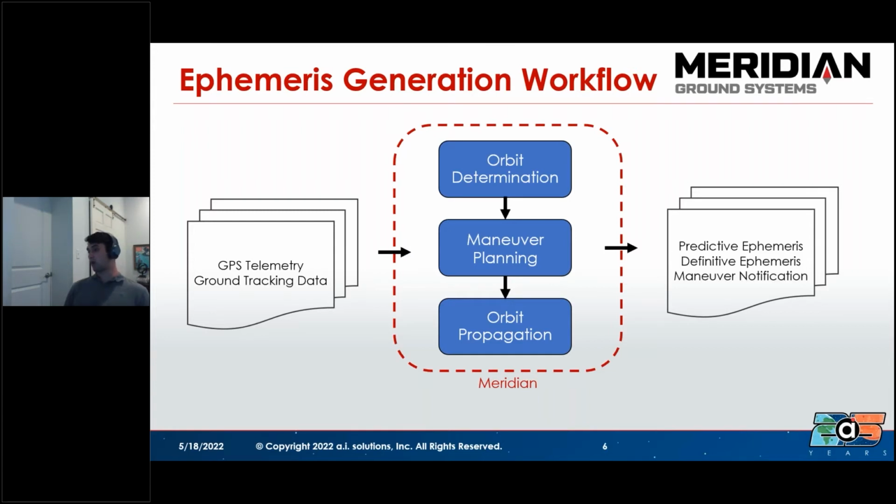At that point, you would probably want to export your predictive and definitive ephemerides, as well as any maneuver notification files or other custom flight dynamics products out of the Meridian ecosystem to whoever the downstream consumers are of those products.